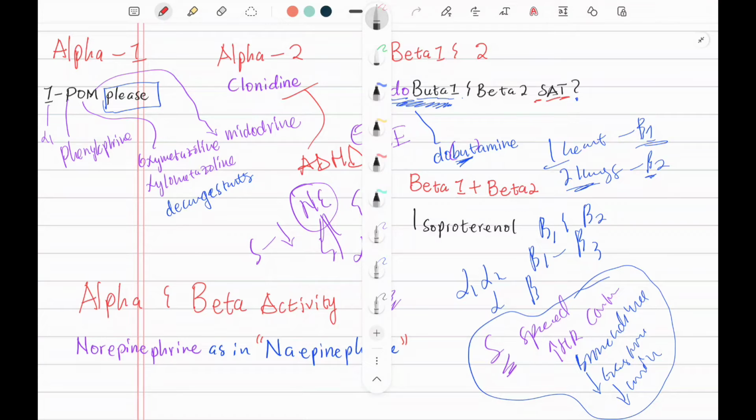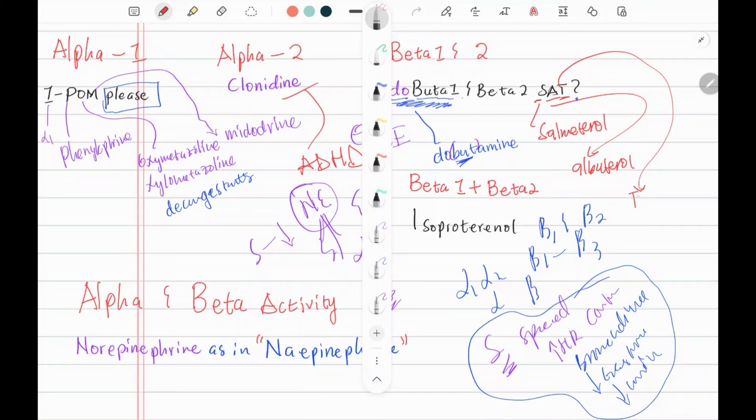You're probably asking yourself, what does this SAT mean? Now the first drug here is salmeterol. The second here is albuterol, and the last one here is terbutaline. Mostly these drugs are used in the treatment of asthma, right? Asthma, because of their bronchodilatory effects.